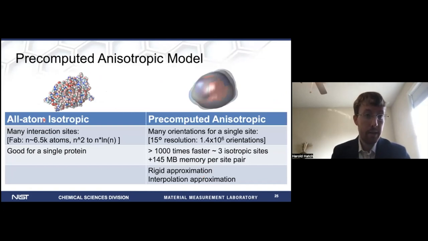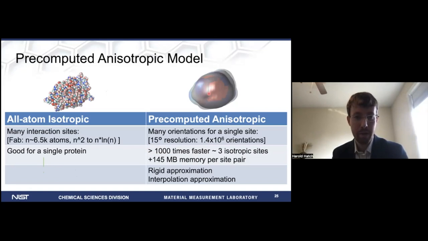So this is a comparison of taking an all-atom approach versus the pre-computed anisotropic model. This all-atom model for an antibody domain would have about 5,500 atoms or interaction sites, which is feasible for simulating a single protein. If you want to go for the anisotropic approach, this would be a single interaction site that has an anisotropic potential that depends on the relative orientation of the particles. So to begin, you have this expensive calculation of how they interact over 15-degree resolution with five angles, which turns out to be over a million orientations. But once that's complete, your simulations are about 1,000 times faster than the all-atom model, because it has about the same computational cost of a three-site anisotropic model, as if this had three atoms.